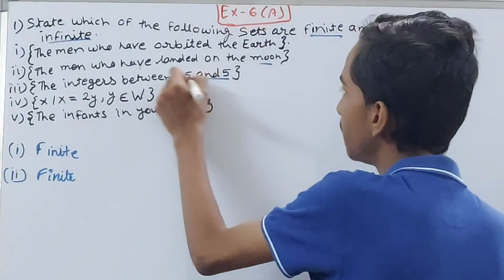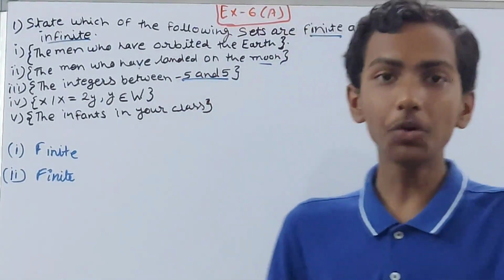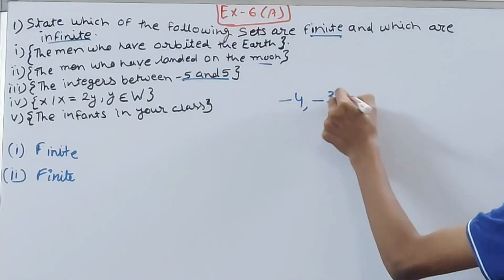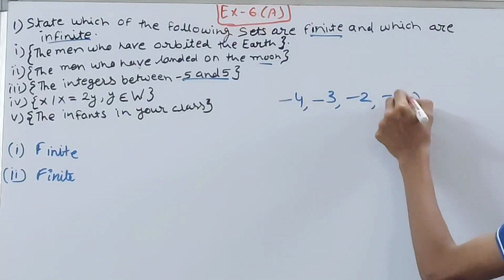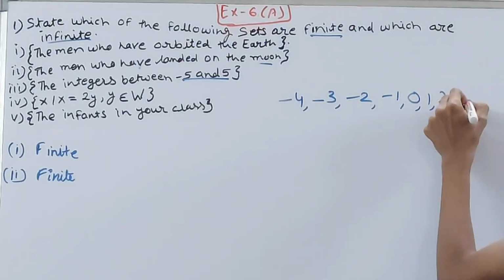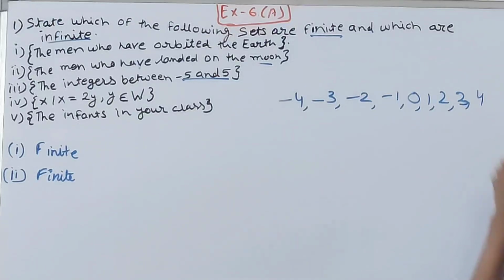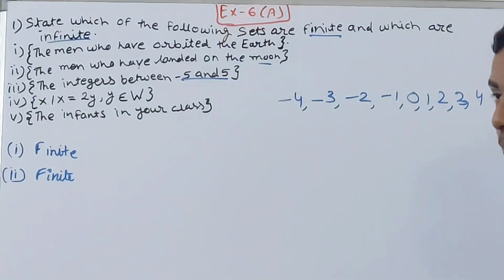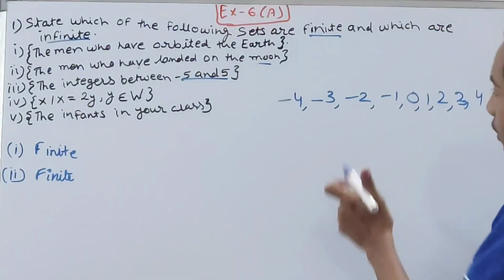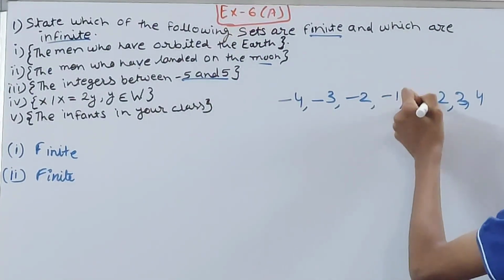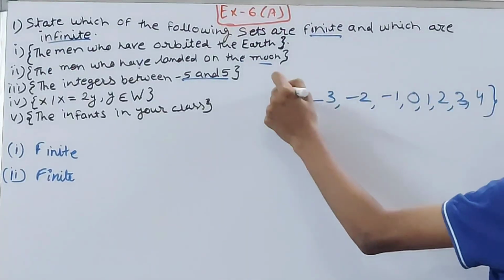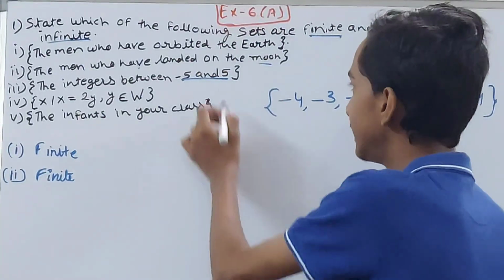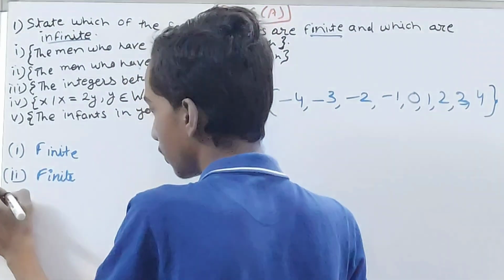Then the integers between -5 and +5. So what integers lie between -5 and +5? You have -4, -3, -2, -1, 0, 1, 2, 3, 4. That's it. So you can see that after a certain number we have come to an end. And if I count 1, 2, 3, 4, 5, 6, 7, 8, 9, there are 9 elements in this set. So it is countable. That is why this set is a finite set. Yes or no? Yes.